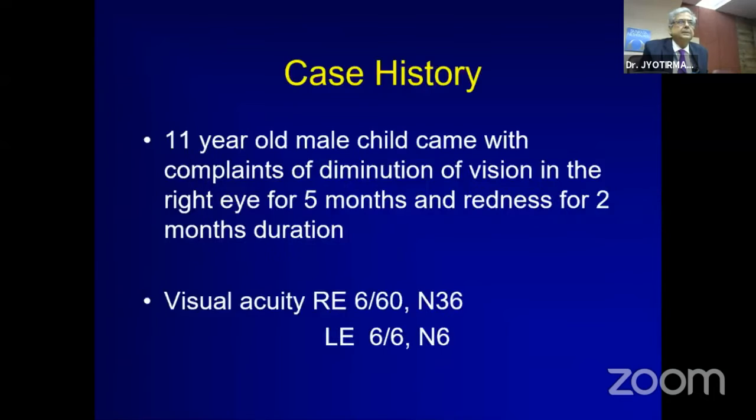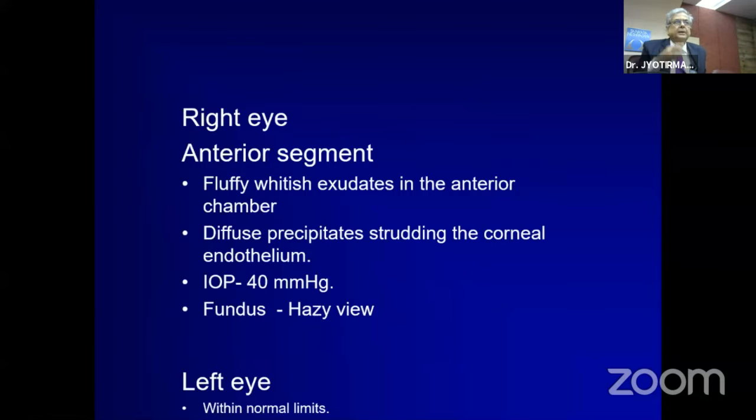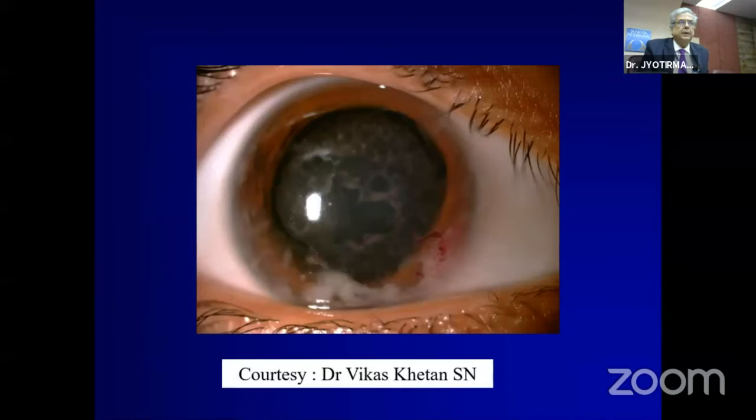The second case is also interesting. It's an 11-year-old male child. We don't suspect retinoblastoma in an 11-year-old male child. Dimness of vision in the right eye for 5 months and redness for 2 months. Vision was less, 6/60 and 3/6 in the right eye. In the anterior segment, intraocular pressure was raised, fundus not visible. What we found in the anterior chamber was an organized exudative mass as well as dusting of the cornea with exudates. On slit lamp examination, the whole cornea is studded with exudates.